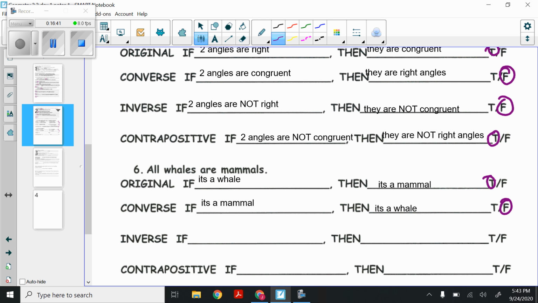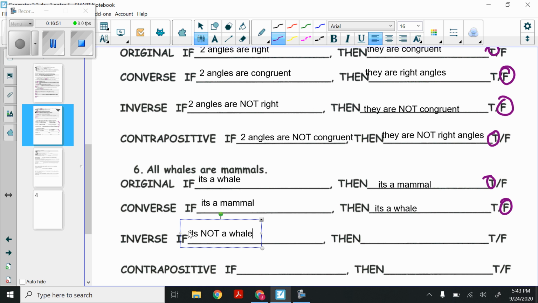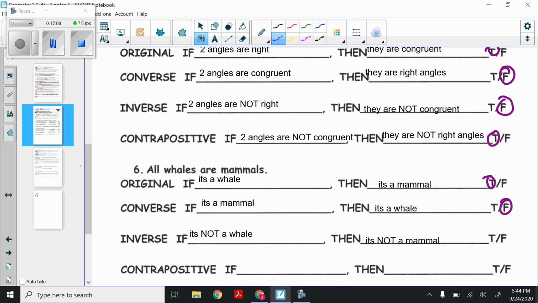Take the inverse. This is where we take the original and we put nots. The original said if it's a whale, so this is going to say if it's not a whale, then it's not a mammal. True or false? Again, just because it's not a whale doesn't mean it can't be a mammal, because there are other mammals besides whales. So again, this is false.